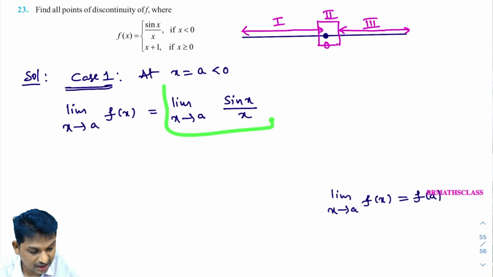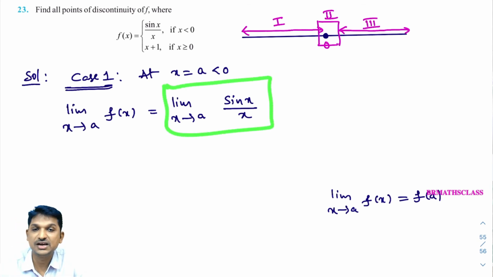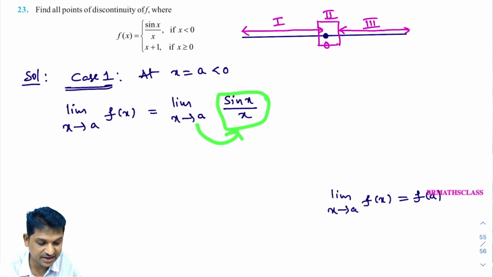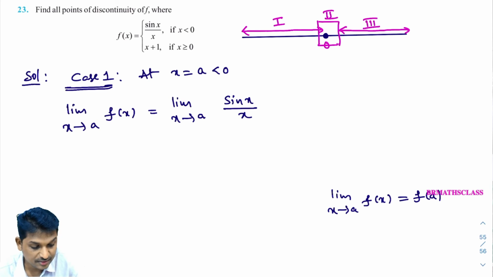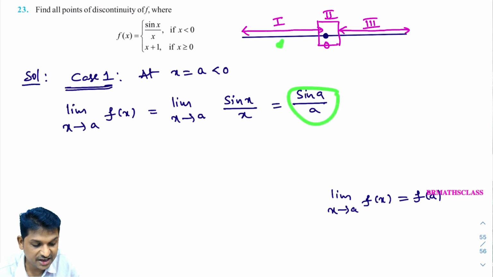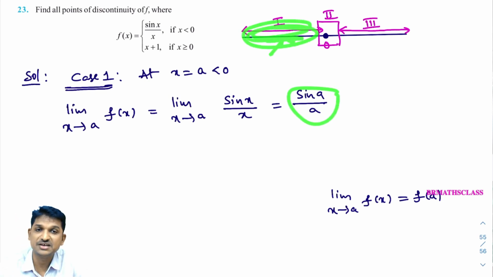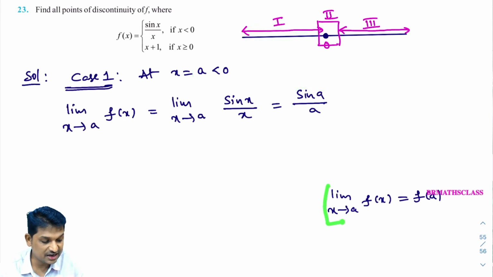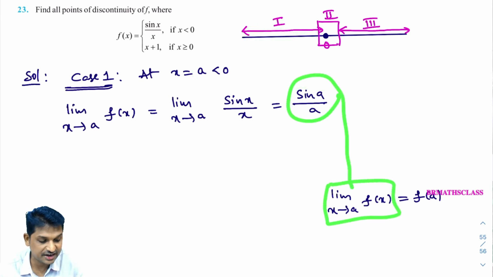Now listen, how to calculate this one? Direct method. What is the direct method? Wherever x is there in the given function, there you write a. So what you will get is sin a divided by a. What is a here? a may be any negative real number. It may be minus 100, it may be minus 3, it may be minus 1, any negative real number, because this is the case that a is less than 0. So I calculated limit x tends to a, f of x, and I got sin a by a.